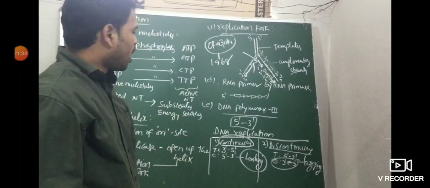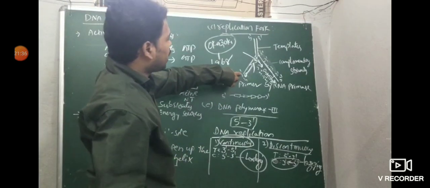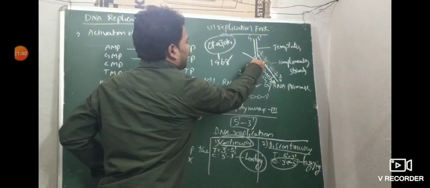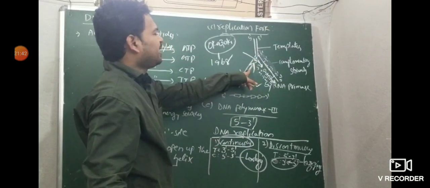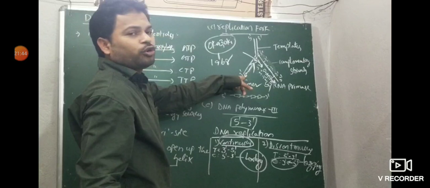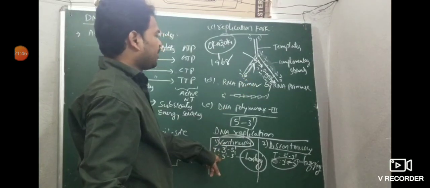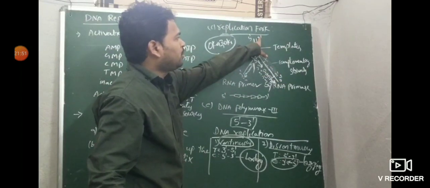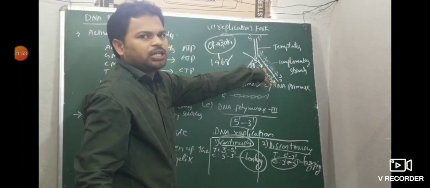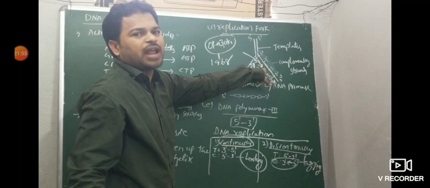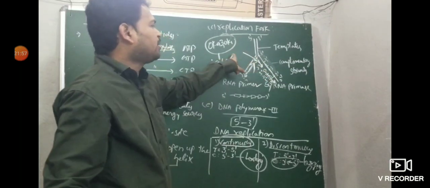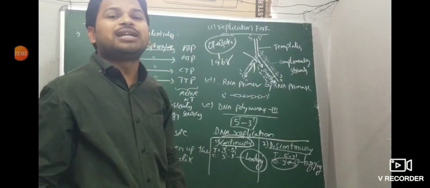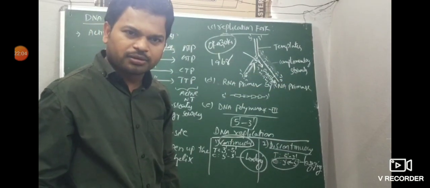Discontinuous replication. I'll show here. If the parent is 3 prime to 5 prime, new complementary DNA forms like this. This strand is a leading strand. This type of replication without any breaking is continuous replication. Then if the template strand is 5 prime to 3 prime direction, the opposite complementary strand is formed in fragments. The short fragments are called Okazaki fragments. This strand is called a lagging strand. This type of replication is discontinuous replication.